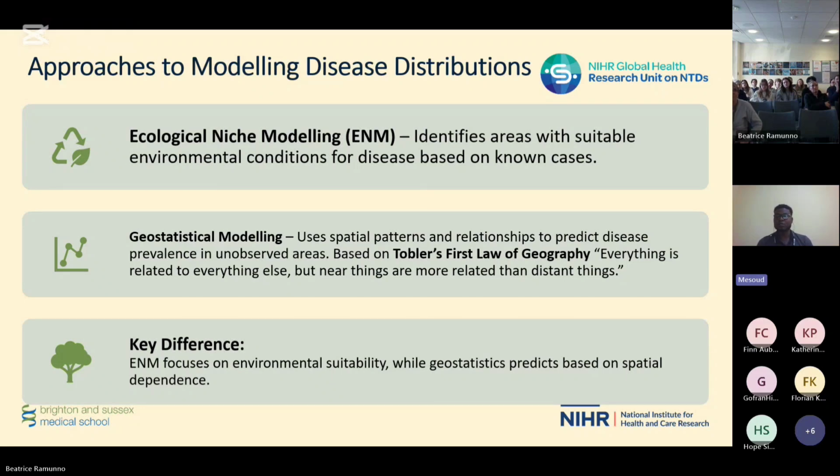So what is the difference between the two methods? The ecological niche model focuses on environmental suitability, while the geostatistical model is based on spatial dependence. Next.